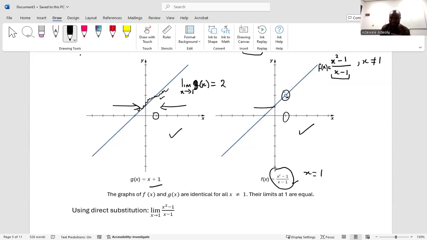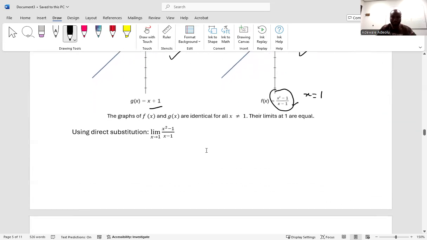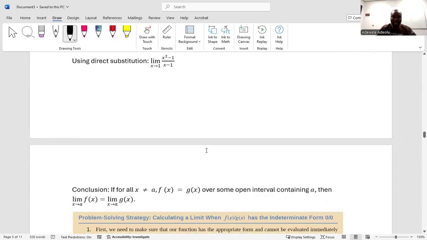The same thing here, the limit is the same. The limit as x goes to 1 of f of x is also 2. So the graphs are identical, the limits are the same. The only difference is that we remove this point for that of f of x. That leads us to a very good result. And that result is, I will come back to this.